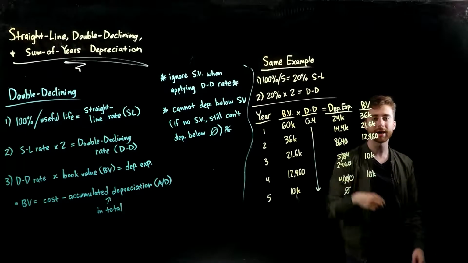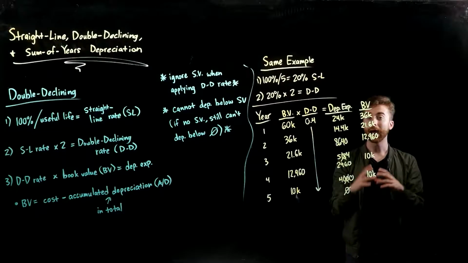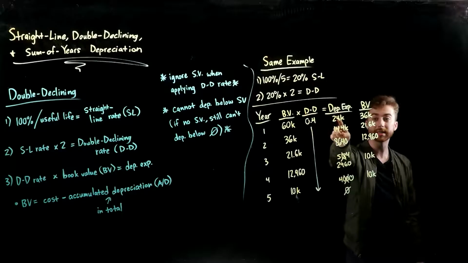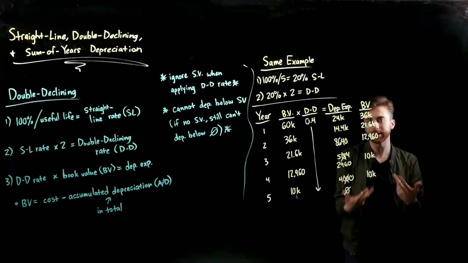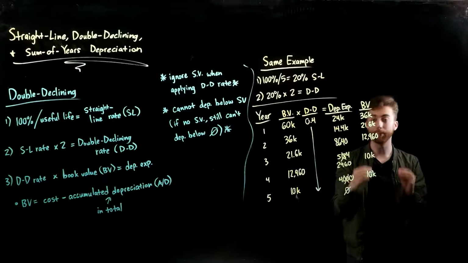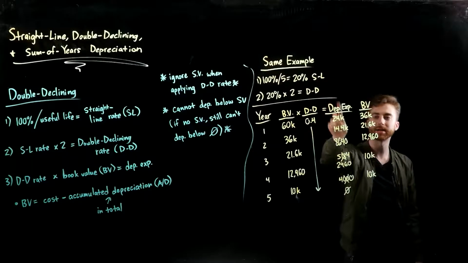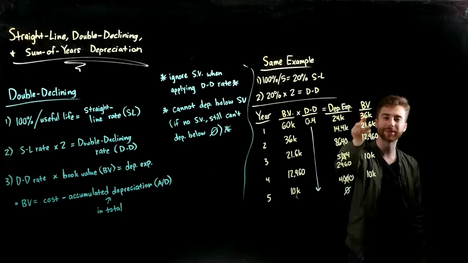You multiply that by the 40% double declining rate, and that gives you a depreciation expense of $24,000. So right now, assuming we don't have any other assets that we're depreciating, our accumulated depreciation is this $24,000 right here, because it's the only amount we've depreciated so far. For just 1 year of $24,000, our book value would be the cost minus our accumulated depreciation, or $60,000 minus $24,000. So our book value is $36,000.